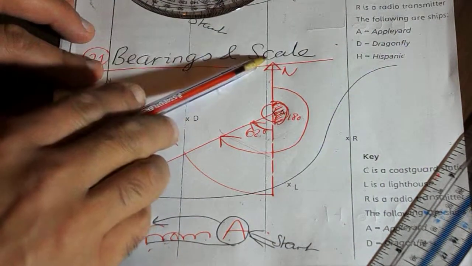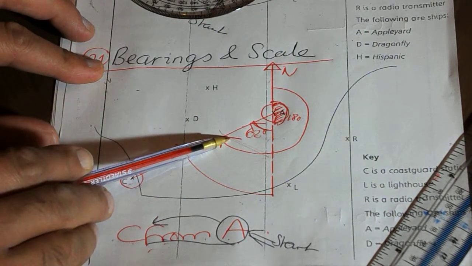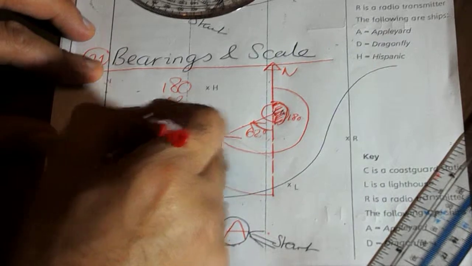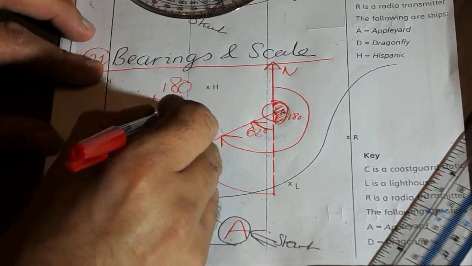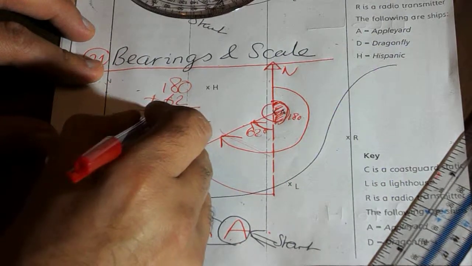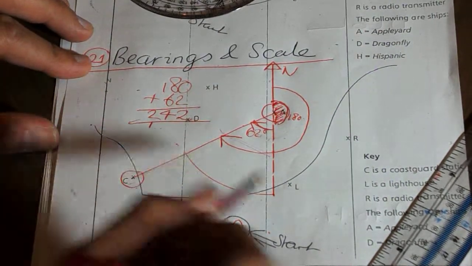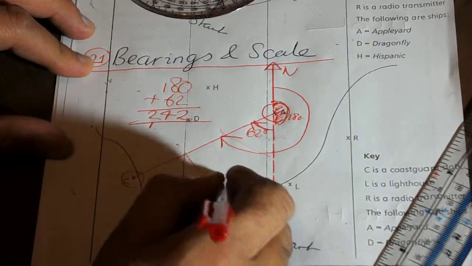So if we start here, we do half a turn, that's 180, and then we do another 62 degrees. So we need to add them up. 180 plus the 62, so that'll give you 242. So we have an angle, a bearing of, so the bearing is 242 degrees.